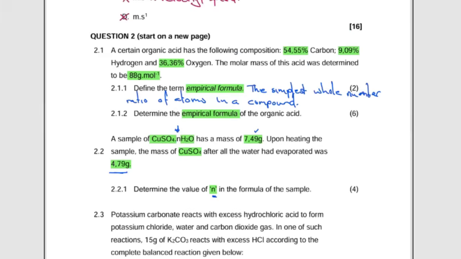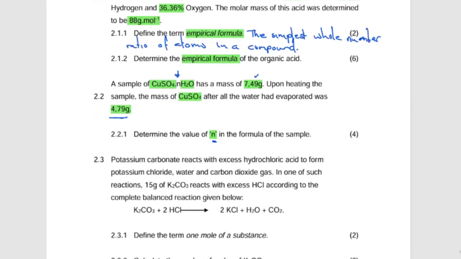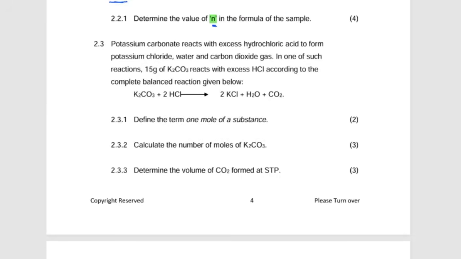Then we proceed to the next question, which is question number 2.3. It says here potassium carbonate reacts with excess HCl, which is your hydrochloric acid, to form potassium chloride, water and carbon dioxide. So these are our products, the water and carbon dioxide, which is a gas. In one such reaction, 115 grams of potassium carbonate, which is K2CO3, reacts with excess HCl to the complete balanced reaction given below.